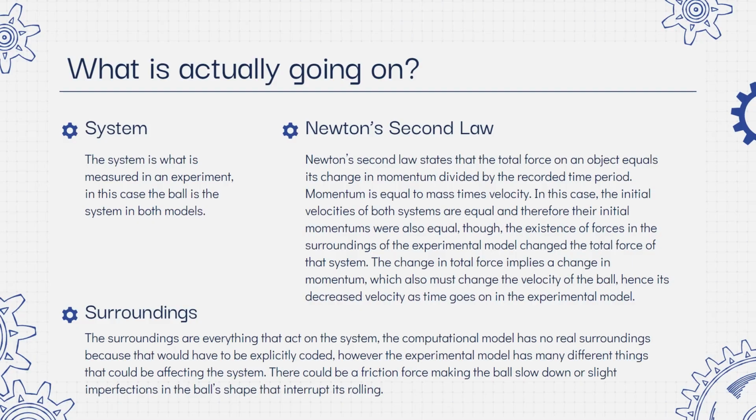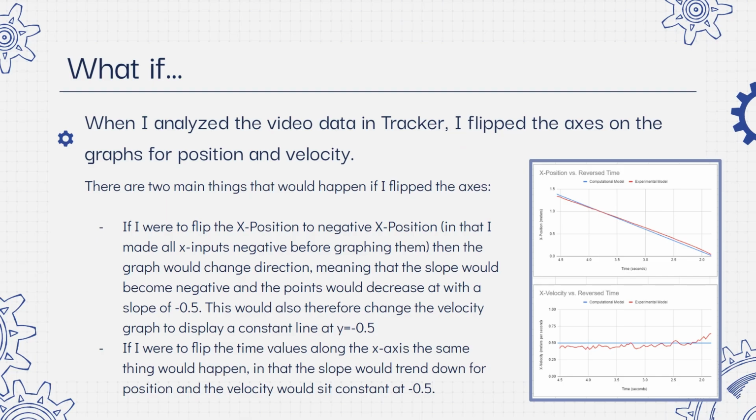So Newton's second law states that the total force on an object equals the change in momentum divided by a recorded time period, like I said earlier. The momentum is equal to mass times velocity as well, and in this case, the initial velocities of both systems are equal, and therefore their initial momentums are also equal. But the existence of forces would also imply a change in the momentum of the ball in the experimental model. So this force changes momentum, which changes the velocity of the ball, which decreases as time goes along, shown in the graph.